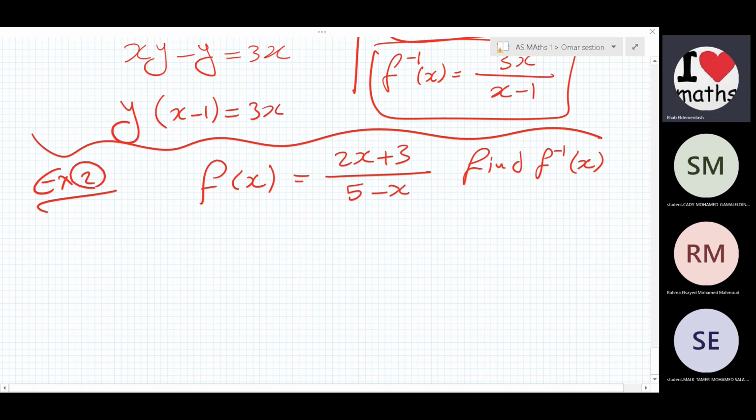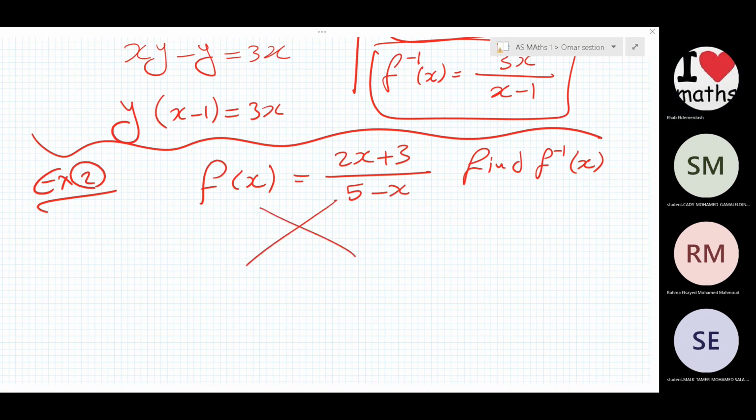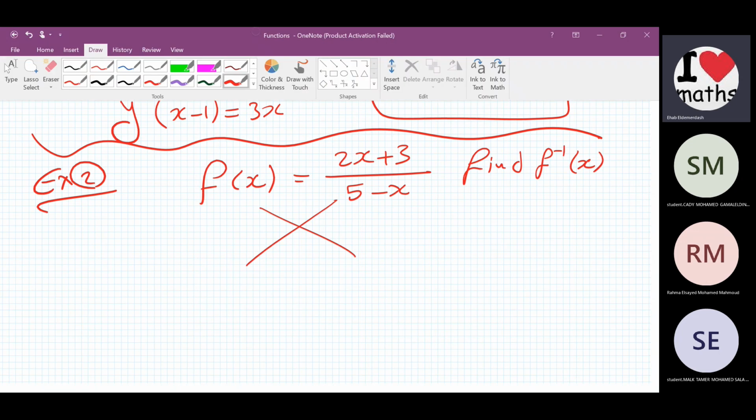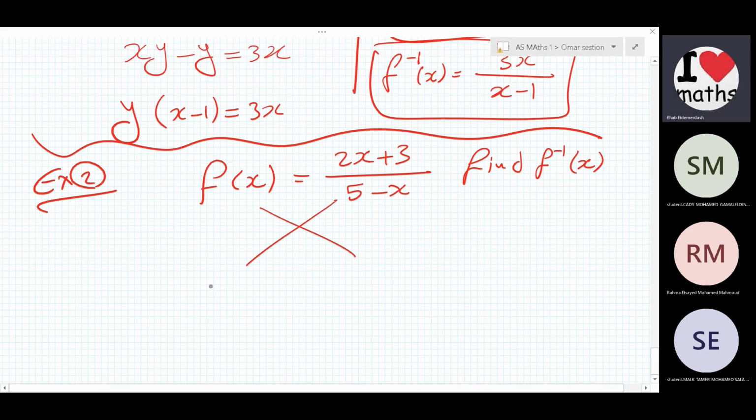Let's try to make it together. يلا. I'll do my first step. I'll make my x exchange. كل الناس خلصت ولا لسه؟ My first step اللي انا هعمله دلوقتي، هعمل هنا التبديل. 2y plus 3 over 5 minus y is equal to x. Is it clear يا عيال؟ مفهوم كده اللي احنا عملناه هنا.